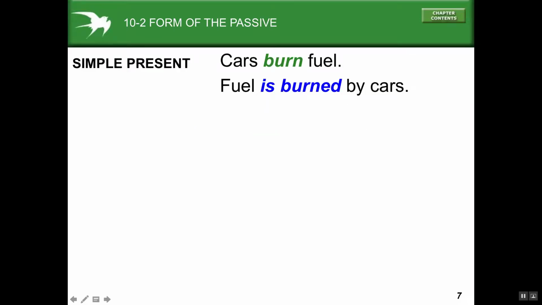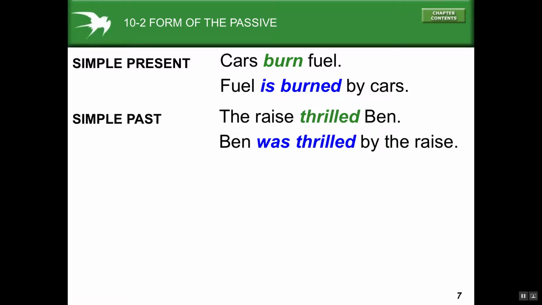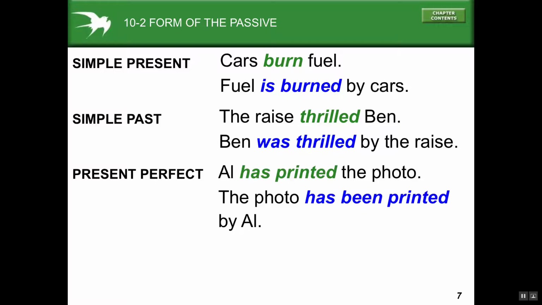Here's another example. The simple present, the active sentence is cars burn fuel. The passive is fuel is burned by cars. In the simple past, we have the Rays thrilled Ben. That's the active. The passive is Ben was thrilled by the Rays. In the present perfect, we have Al has painted the photo. And in the passive version, the photo has been printed by Al.